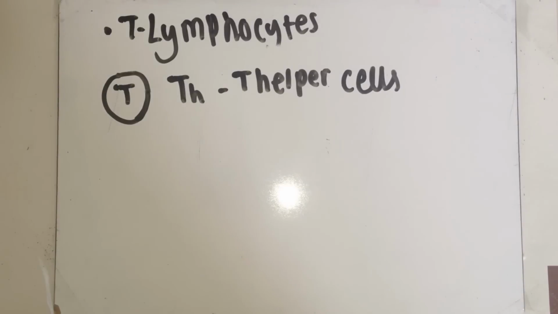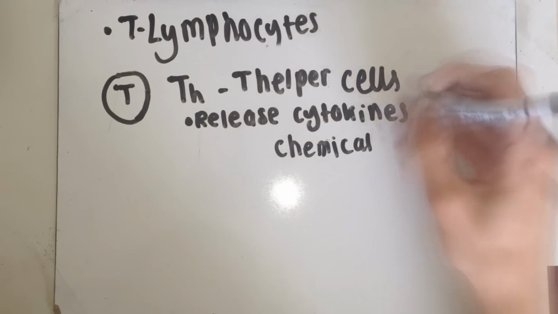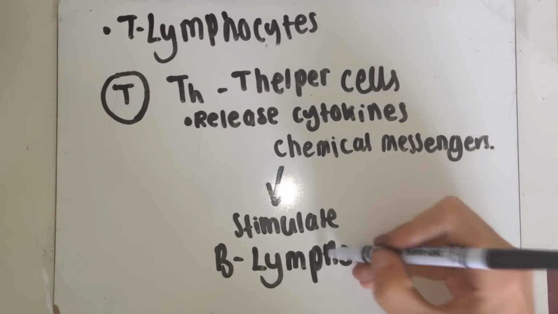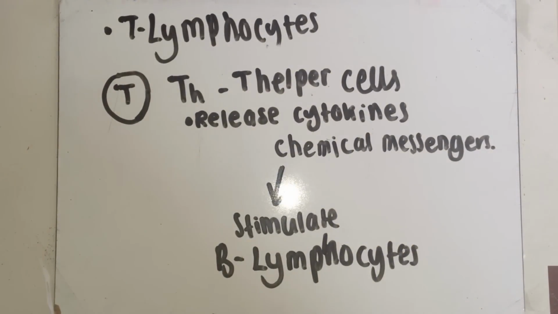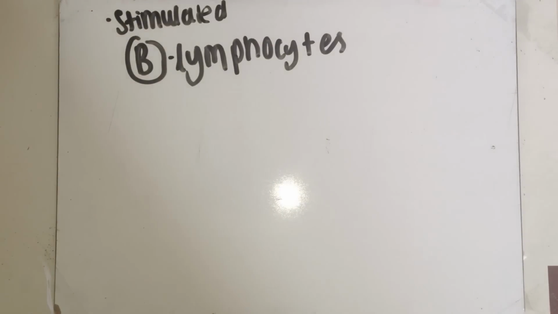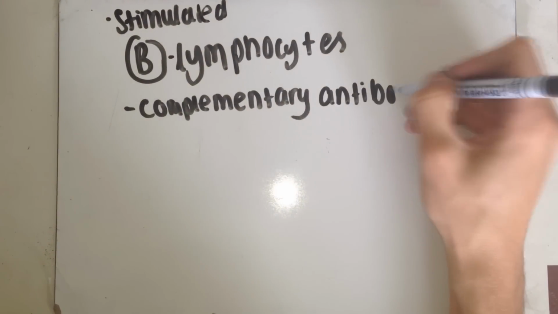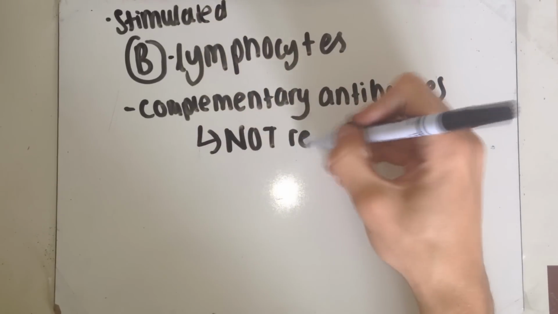The T helper cells release cytokines. These are chemical messengers that attract B lymphocytes. I'm now going to talk about the B lymphocytes. Now, B lymphocytes are different to T lymphocytes. B lymphocytes have complementary antibodies, not complementary receptors.